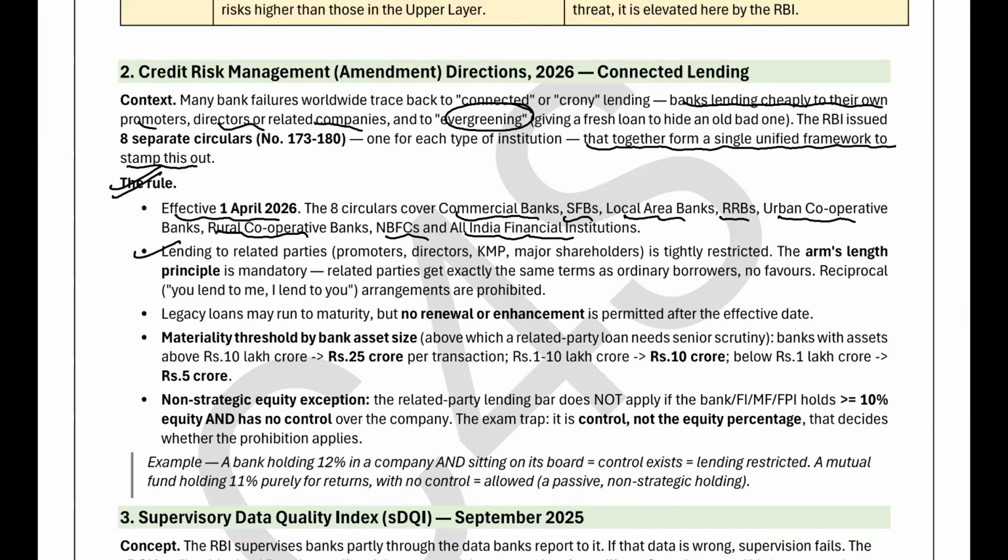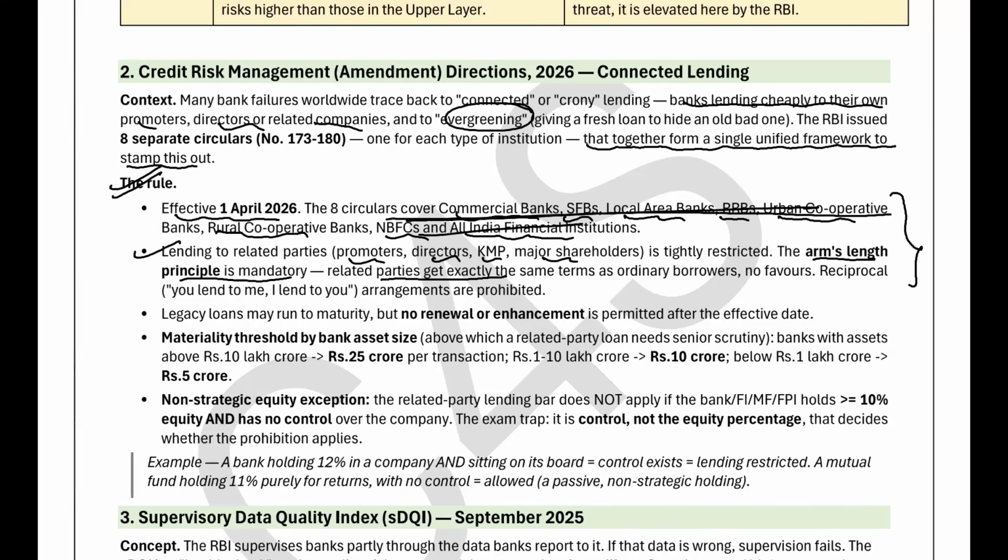Lending to related parties, promoters, directors, KMP, major shareholders is tightened and stricter. The arm's length principle is mandatory for related parties. These points are important. बस ये देखो, 8 circulars किस किस बैंक को cover कर रहे हैं, which can be asked in your prelims examination. Are you getting my point? Now, the rest you can check out.